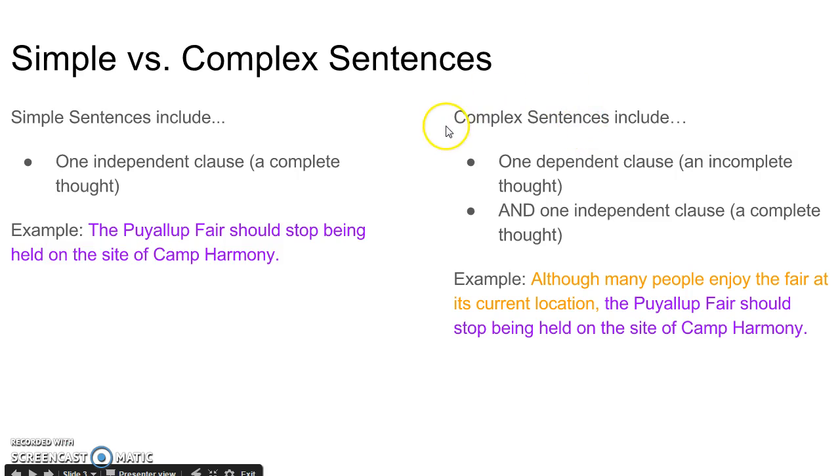Complex sentences, on the other hand, include one dependent clause, an incomplete thought, and one independent clause, which is a complete thought. Here's an example of how you could revise that sentence to be a complex sentence. Although many people enjoy the fair at its current location, the Puyallup Fair should stop being held on the site of Camp Harmony. This is a complex sentence because the first part of the sentence is not a complete thought. Although many people enjoy the fair at its current location, the thought isn't finished yet. Therefore, you need the independent clause to finish it. The Puyallup Fair should stop being held on the site of Camp Harmony.